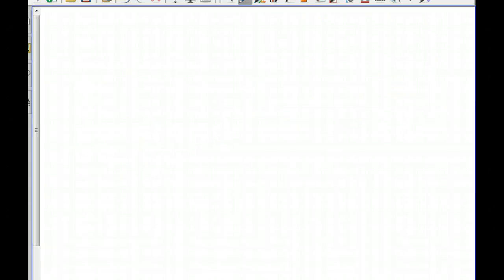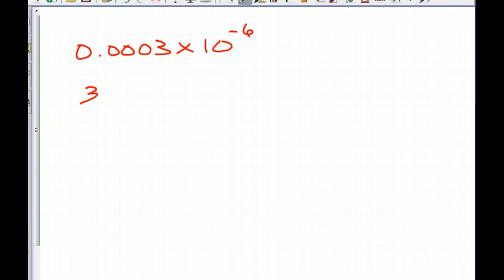What if I have something like 0.0003 times 10 to the negative 6? That is an incorrect way of writing that in scientific notation. We want to correct that. So, like Elias was saying, this would turn into a 3, because that means we'd have our 1 digit to the left of the decimal.